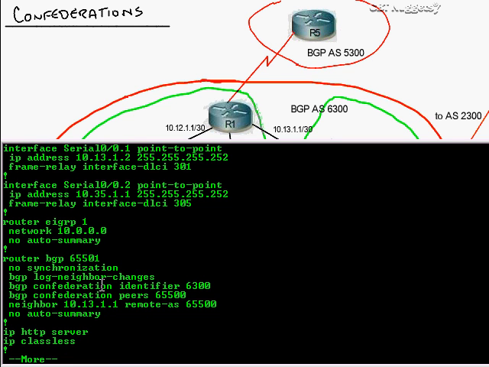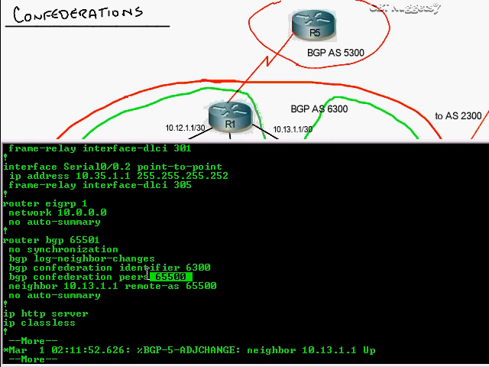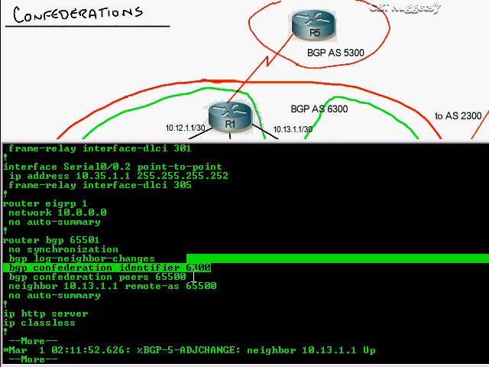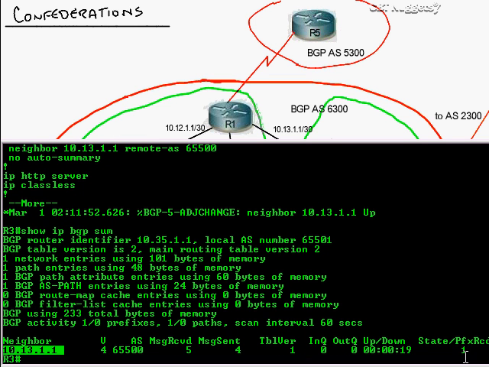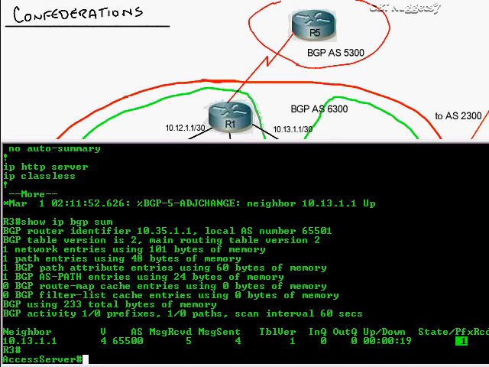It is in 65001. My words slur together. And we have right here the confederation identifier of 6300, that's the entire autonomous system, and confederation peer 65500. So it's saying over here is a private AS, and now I see that neighbor has come up. So I can do a show IP BGP summary, just to make sure, and we are exchanging routes now with that neighbor. And it looks like we received one prefix, which is, hopefully, on router 1.